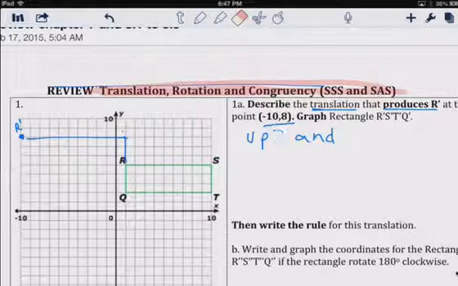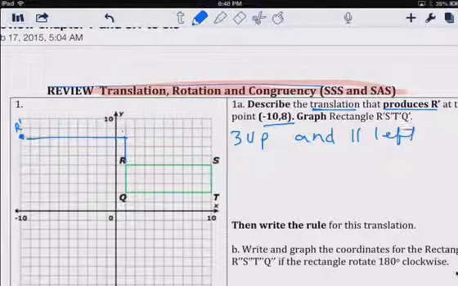So we can say up 3, or 3 up, and 11 to the left. Or you can say 3 vertical and negative 11 horizontal. Okay? Whichever way you want to write. I can't spell, so I'm going to put up 3 and left 11.